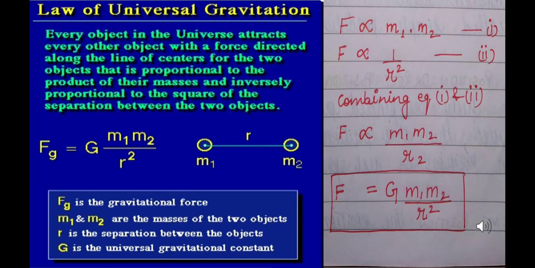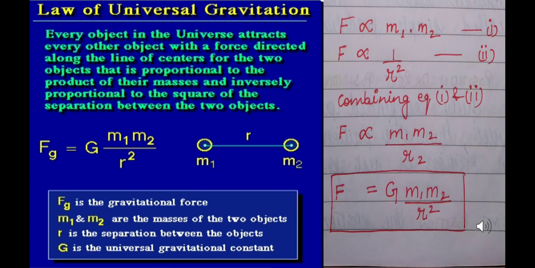The next part of the law says that F is inversely proportional to the square of the distance between the masses. Let the distance from the centers be r. So F is inversely proportional to r square, and that is why it is written 1 by r square.